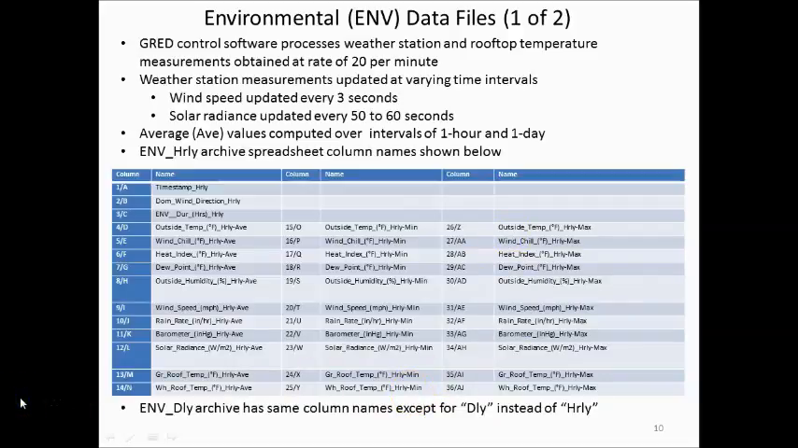The min and max values for the hourly data represent the extremes over the individual measurements. The min and max values for the daily data represent the extremes over the hourly averages.